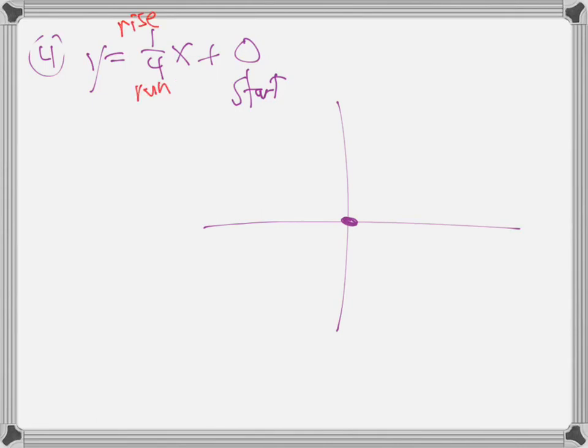Rise over run, that's the slope. That means go up 1 over 4. So up 1, over 1, 2, 3, 4. Up 1 over 4. There's our second dot. Everybody see how I got that?